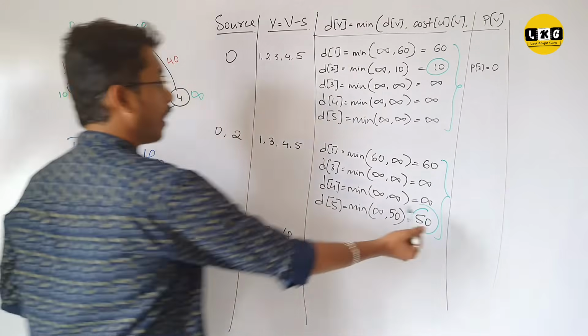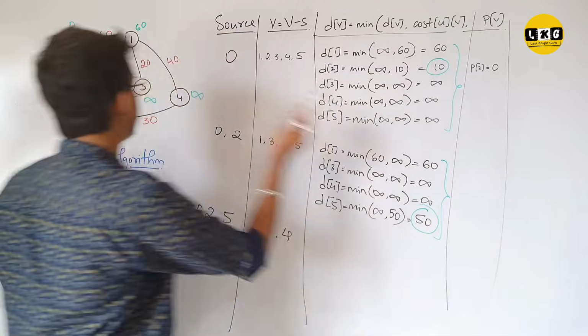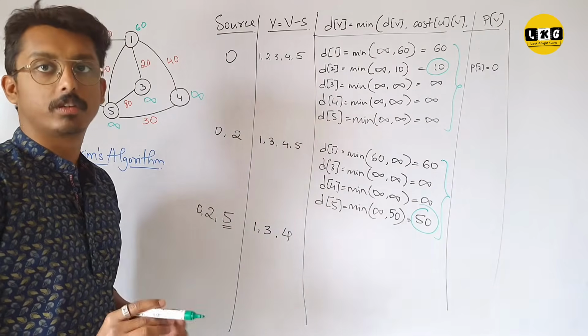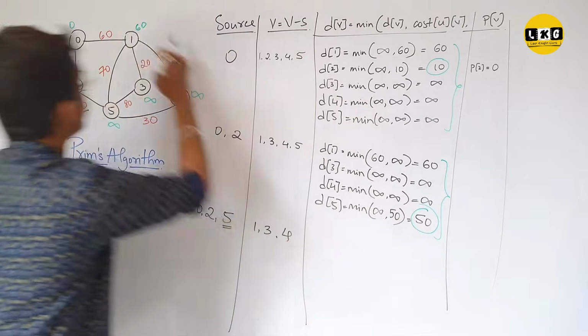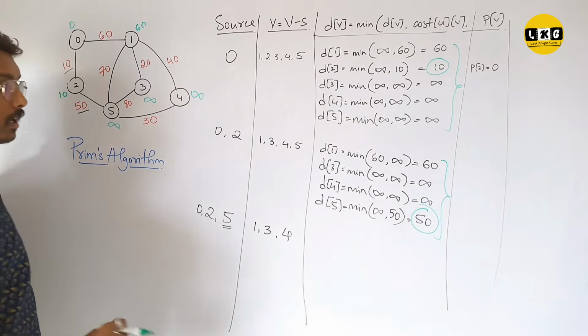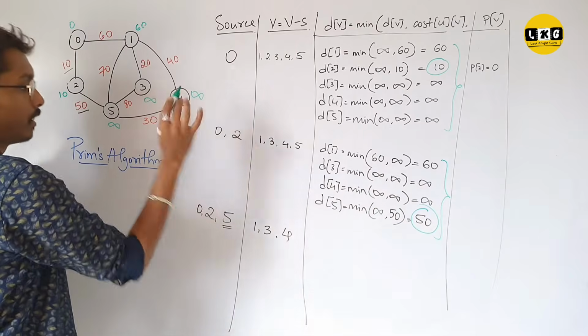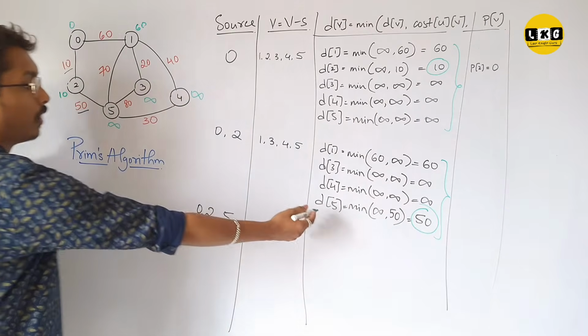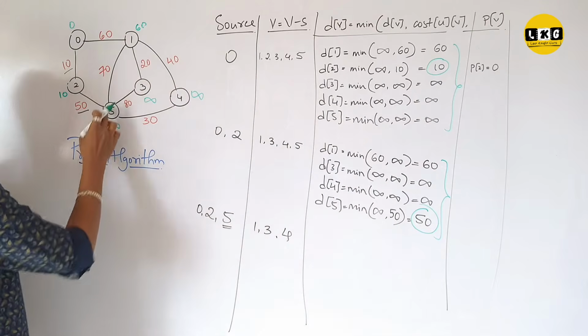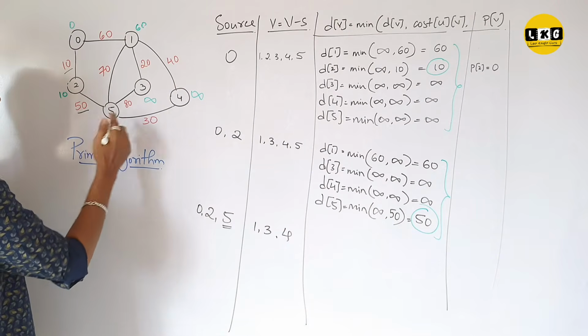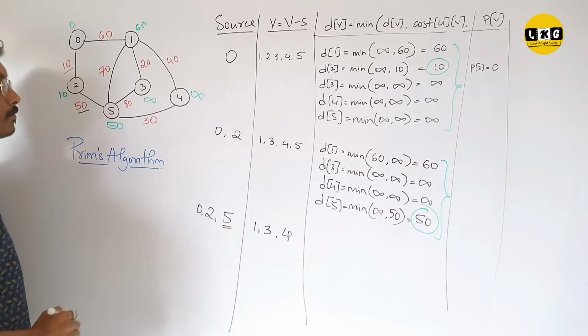Now I need to update this cost in this graph also. That is also one more step, correct? See, for node number 1 it is 60, here also it is 60, no need to change, correct? Node number 3 it is infinity, node number 4 also infinity, node number 5, d of 5, what we got cost as 50, but earlier it was 5, change this to 50, correct?